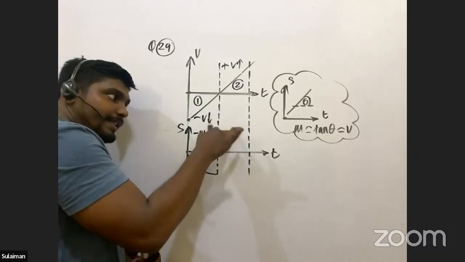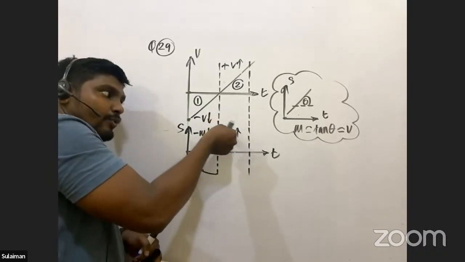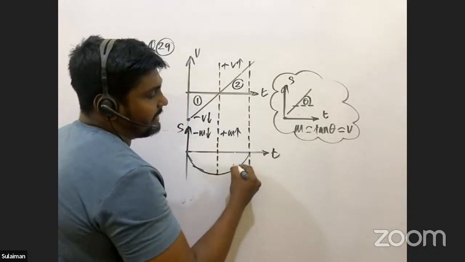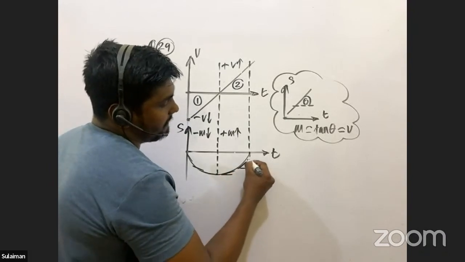Then here, positive gradient increases means what? Acute angle increases. Your acute angle keeps on increasing. That is the idea.